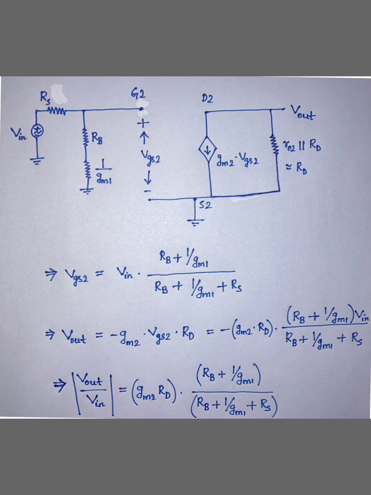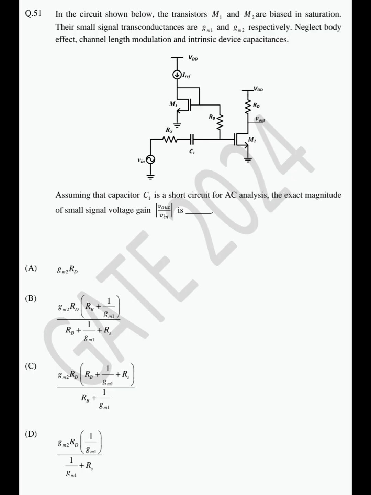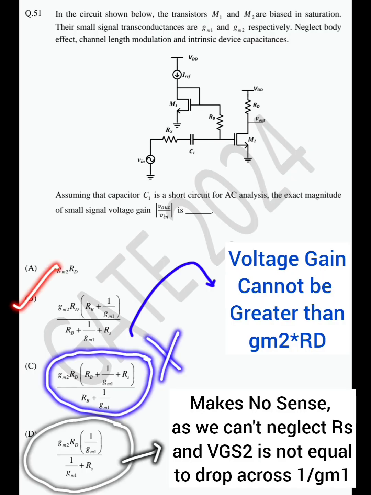Okay, so this is my VGS2, and I have already said that your Vout has to be equal to minus gm2 into VGS2 into RD. So now if you see the voltage gain, you will see that there is a fraction of gm2 into RD. That fraction is nothing but (RB plus 1 by gm1) divided by (RB plus 1 by gm1 plus RS). Okay, so this was a very simple question. So now option B is my correct answer.